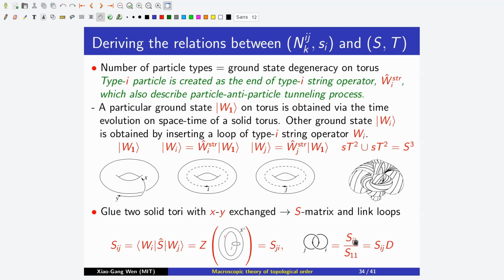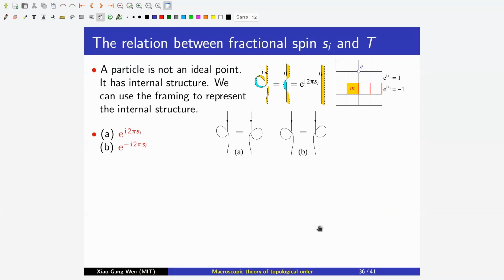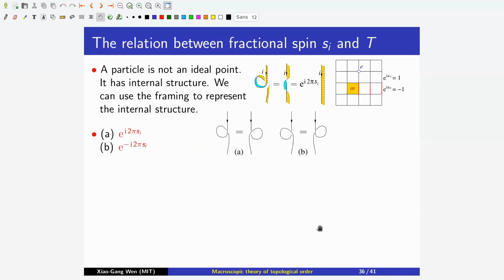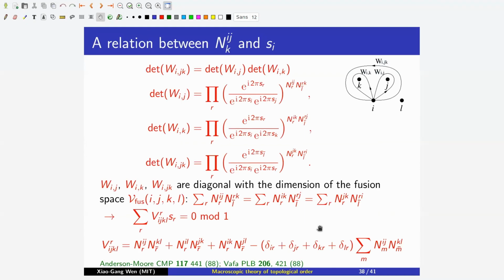The argument like that is not rigorous, but you can see the connection. Using this argument, we connect the S matrix from the ground state data to the linked loop, which is fusion category data. So people can calculate this linked loop using fusion category or module tensor category, and then you can see this relation. This is one way to derive this Verlinde formula. I'm just skipping that.